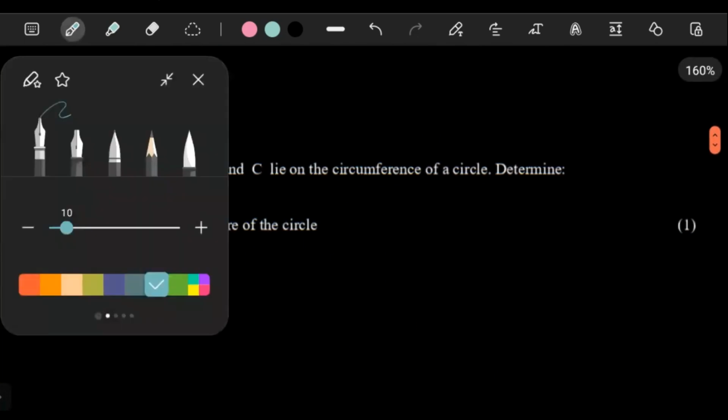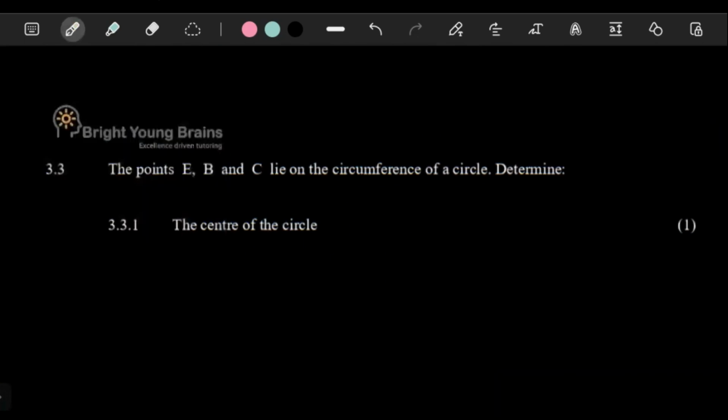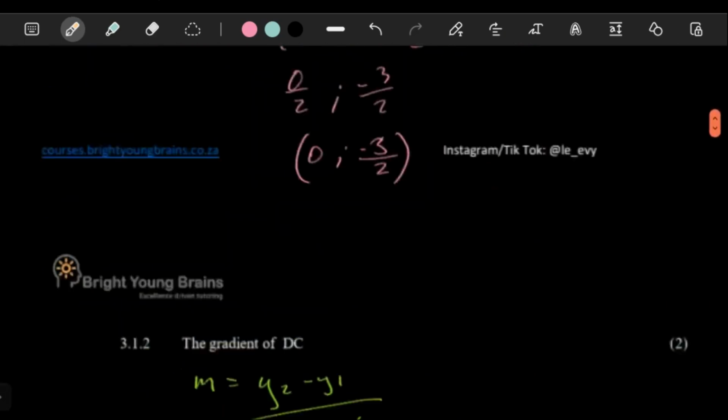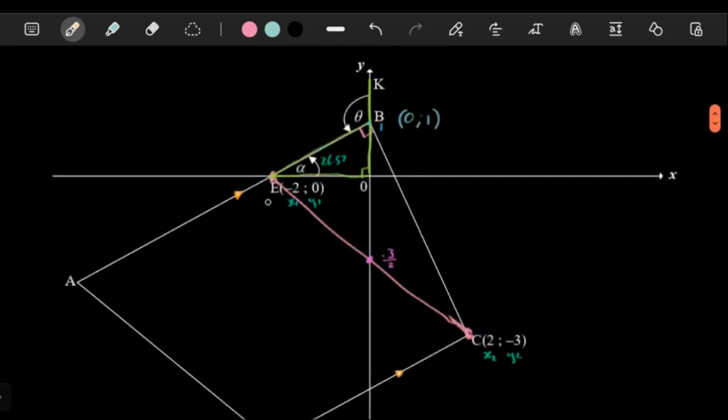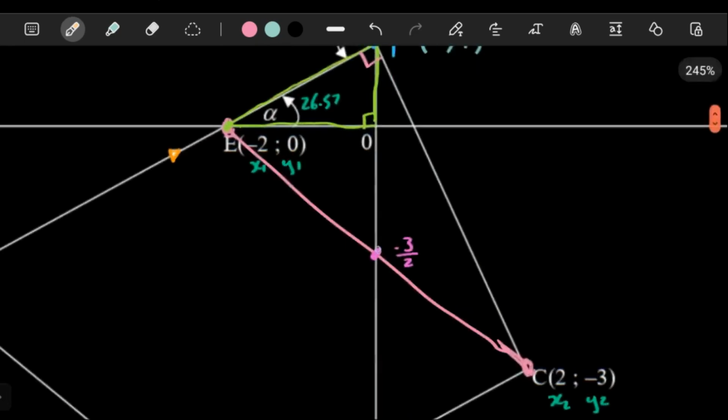3.3 says the following. The points E, B, C lie on the circumference of a circle. Determine the center of the circle. Line EBC. So this is a very specific question, right? So they're talking about EBC. They're saying there's a circle that goes around those points. The center of that circle would automatically be this point.